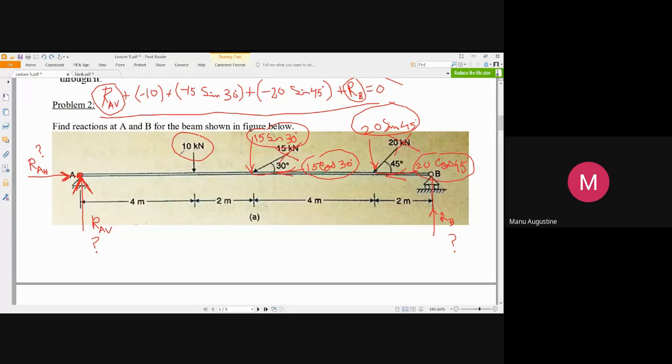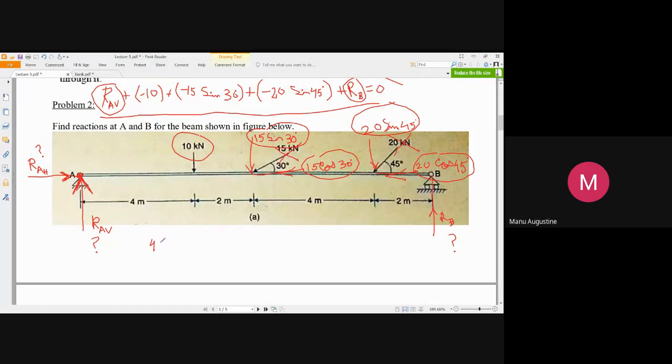Now let us come to the next force, 10 kilonewton. This is vertically acting downwards, but it is at a distance from point A. What is the moment of 10 about point A? Can anybody tell me? 10 kilonewton into 4, 40 kilonewton. How is this achieved? Moment of a force about a point is the product of the force and the perpendicular distance from the point. So the perpendicular distance of 10 kilonewton from A is 4 meters as given in the figure. So the moment of 10 kilonewton will be 40.